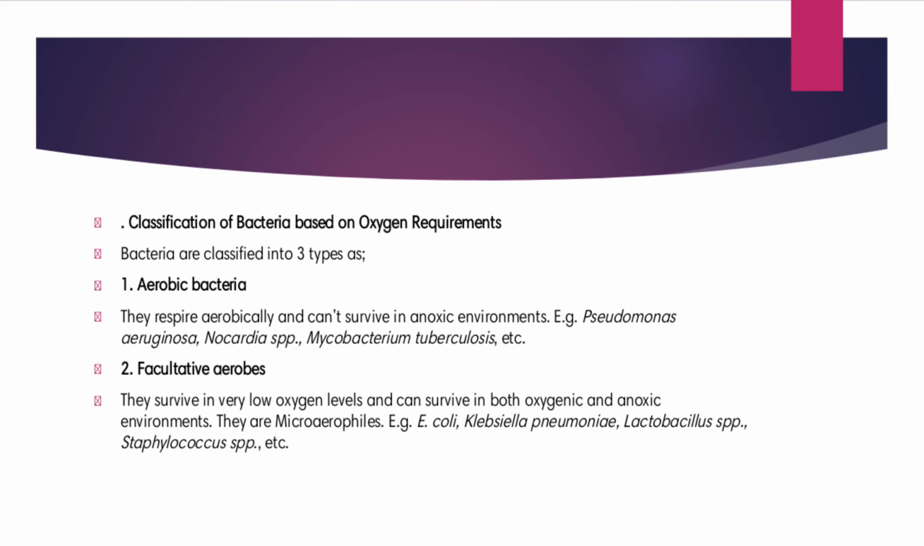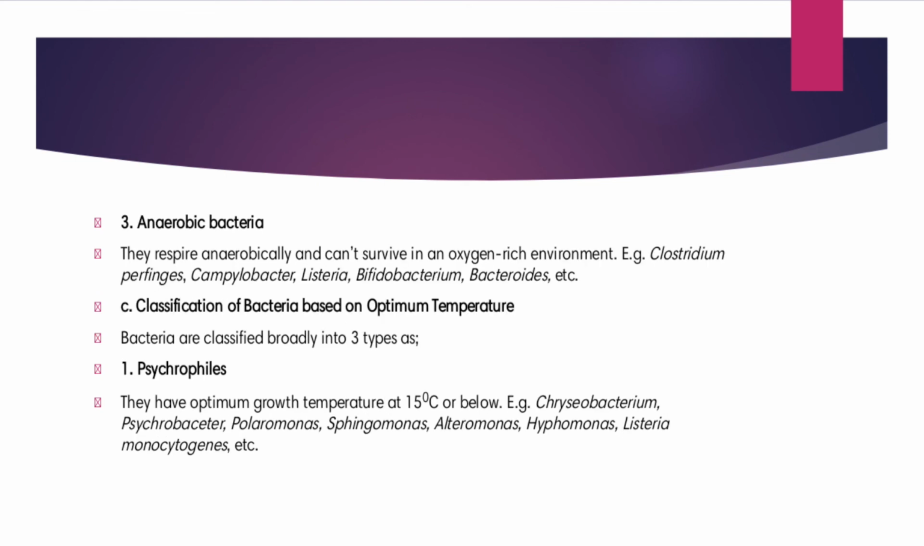Classification of the bacteria based on the oxygen requirement. They are classified into three types: aerobic, anaerobic, and facultative. Aerobic bacteria respire aerobically and can't survive in an anoxic environment. Example: Pseudomonas, Nocardia, Mycobacterium. Facultative aerobes survive in very low oxygen levels and can survive in both oxygenic and non-oxygenic environments. They are microaerophiles. Example: E. coli, Klebsiella, Lactobacillus, Staphylococcus. Anaerobic bacteria respire anaerobically and can't survive in an oxygen-rich environment. Example: Clostridium, Listeria, Campylobacter, and Bacteroides.